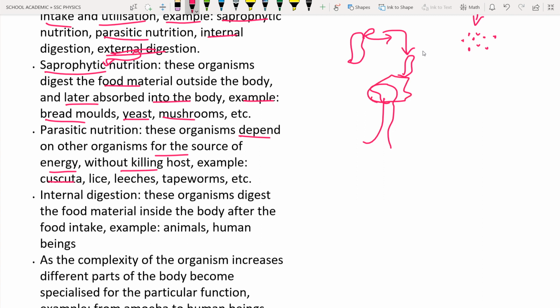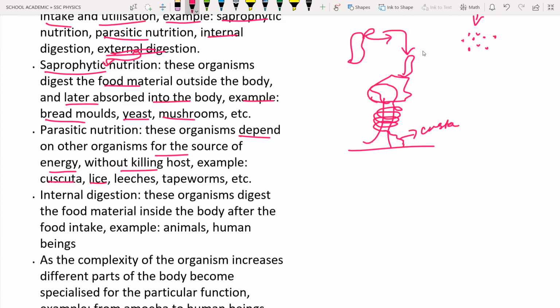Cuscuta grows on the ground. It will attach to the host plant, rotate around the host, and from the host it absorbs the food material. So this is a parasitic plant. It will not perform photosynthesis, and it absorbs nutrients from the plant or any tree. So that is parasitic nutrition.